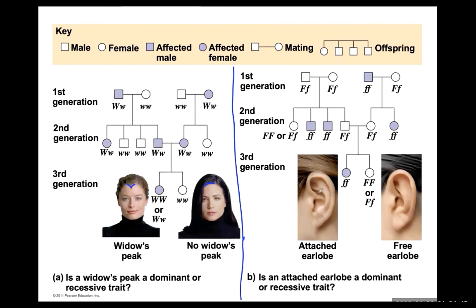Also, the right panel shows attached earlobe and free earlobe. Free earlobe is when the bottom of the earlobe is detached from the mandible. And then the attached earlobe is when the end of the ear is attached to the mandibular bone, something like that. So is this attached earlobe also inherited dominantly or recessively? We can figure that out by looking at this family tree, by looking at the pedigree.